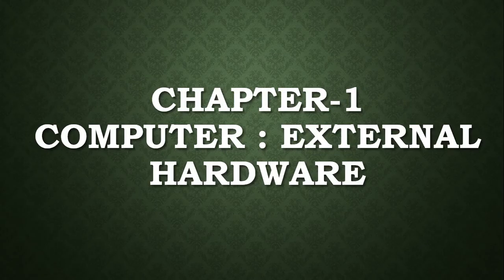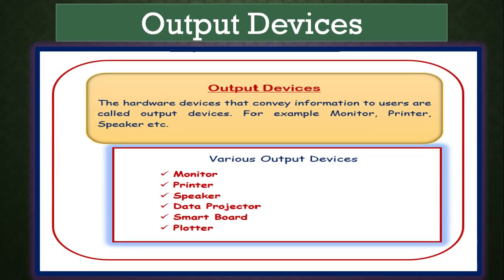Good morning everyone. So today we will discuss all the output devices in chapter number 1, computer external hardware. So first, the hardware devices that convey information to users are called output devices. For example, monitor, printer, speakers, etc.